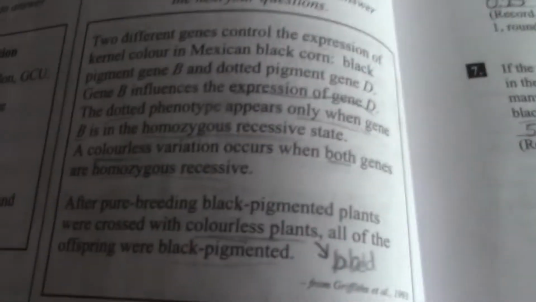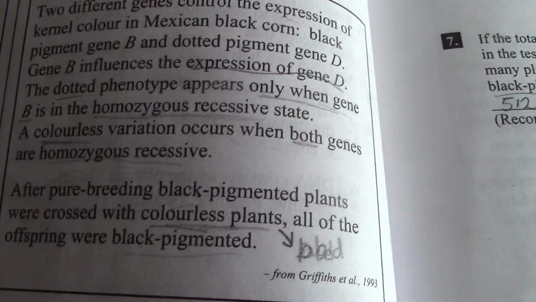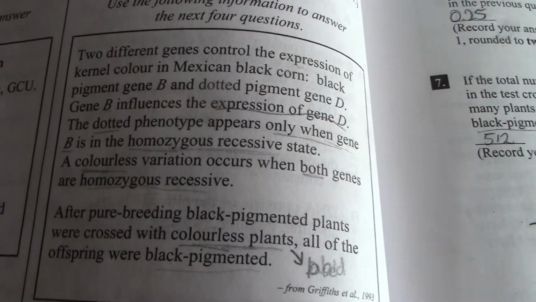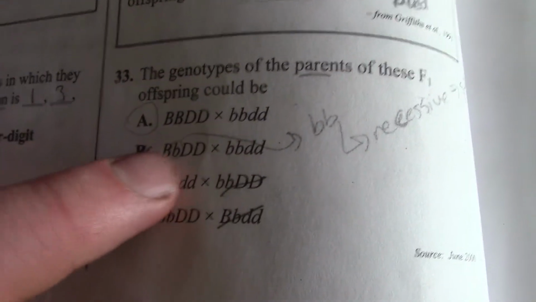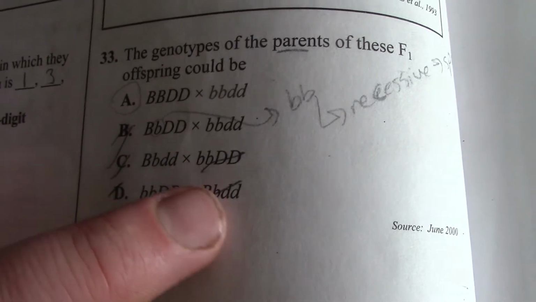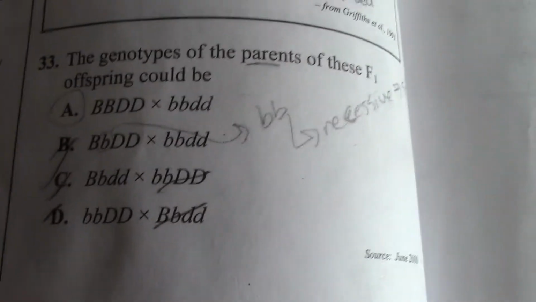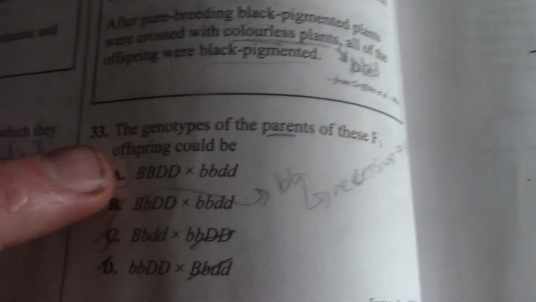Okay, so the question asks, after pure breeding, black pigmented plants were crossed with colorless plants. All of the offspring were black pigmented. So you have true breeding, black pigmented plants. So the question is asking, which genotypes are true breeding? So this 33 is pretty easy. This is the only gene combination that are true breeding, right? You have heterozygosity and everything else. Right? Big B, little b here. There's big B, little b here. So there's heterozygosity with B, C, and D. Right? Both alleles are homozygous in A.